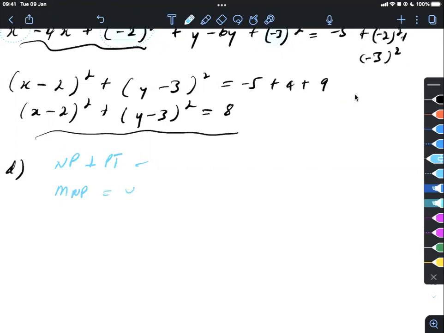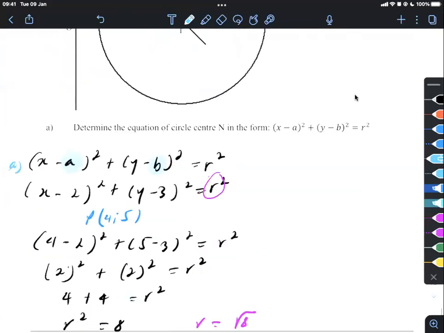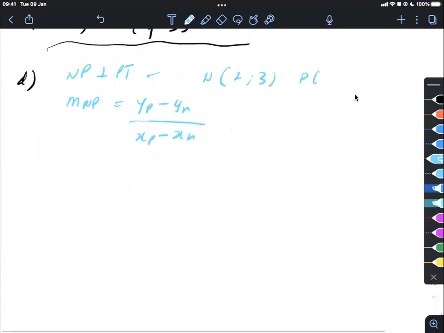That's going to be the y-coordinate of P minus the y-coordinate of N, divided by the x-coordinate of P minus the x-coordinate of N. Remember, you can start with N and subtract the coordinates of P, whichever way it works out. Let me just write the coordinates of those points. The coordinate of N is the center, which is 2 and 3. However, P is the point on the circumference. I think it was 5 and 4 or 4 and 5. Okay, it's a 4 and 5. So it's 4:5.